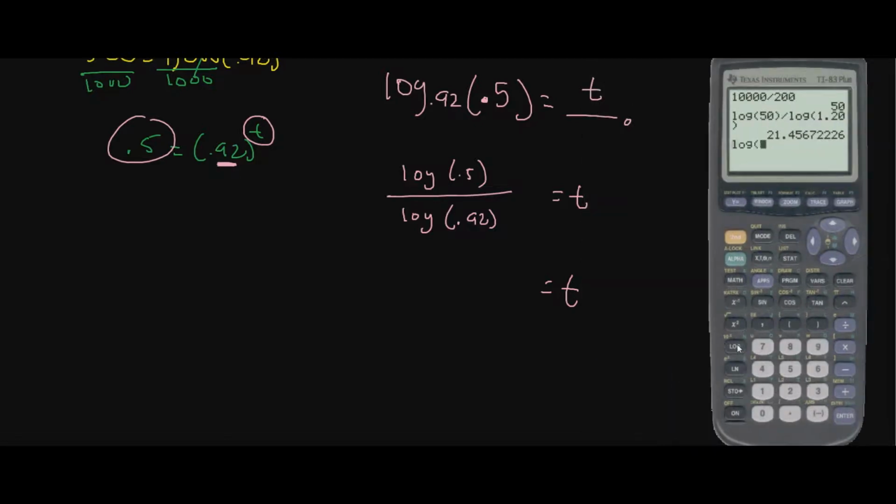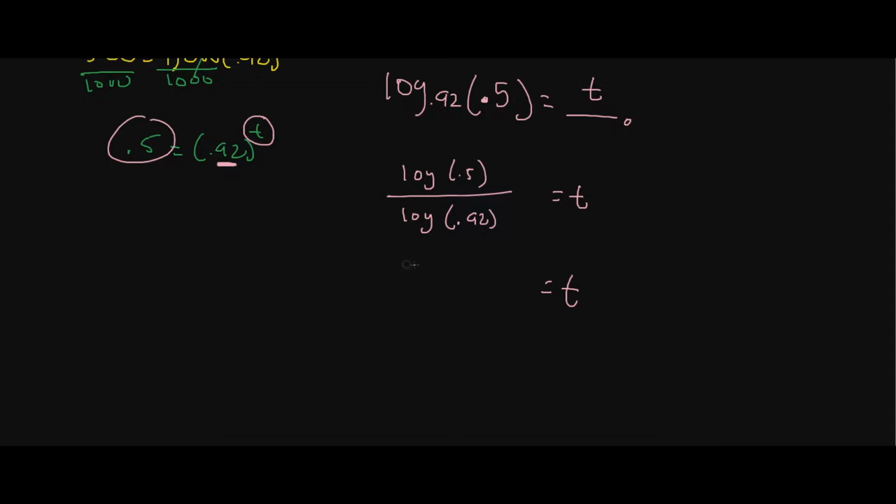All right, let's do log of 0.5 divided by log of 0.92. And we get, oh man, 8.3. So it's going to take about 8.3 weeks until it's about half its value. That's great. That means if I come back 3 weeks later, I'll be able to sell it for a lot more than 500.